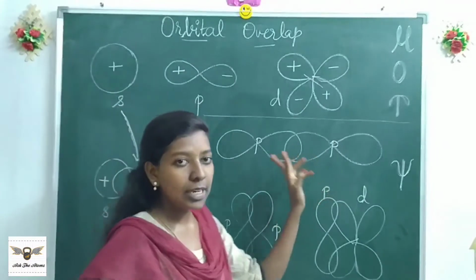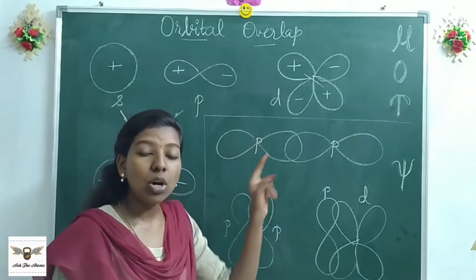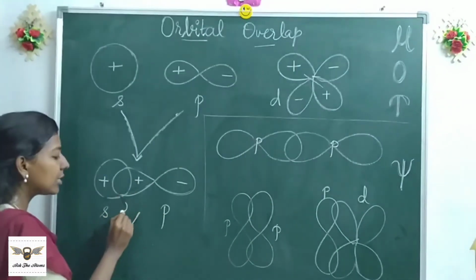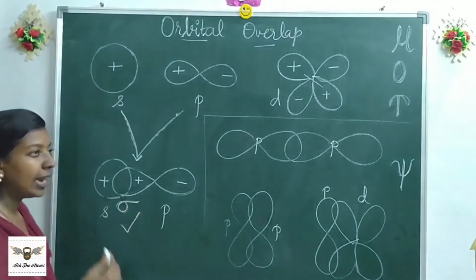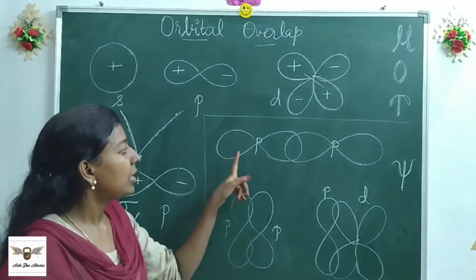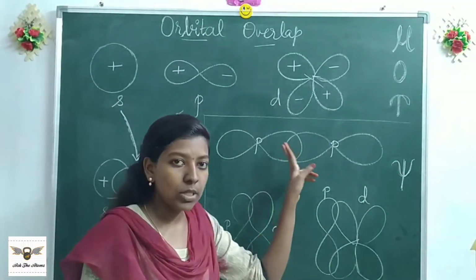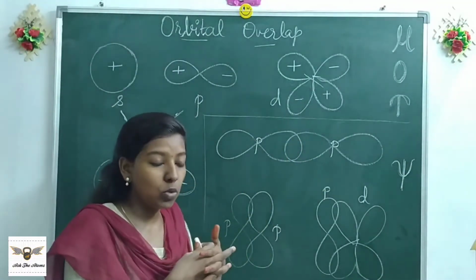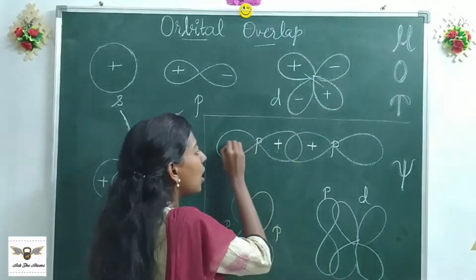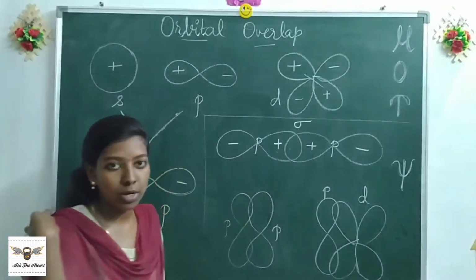Now coming to p and p. I can have them head-head. This is called head-head. And I forgot to mention one thing. When I have head and head overlapping, I call the bond formed here a sigma bond. Head and head overlapping, I get a sigma bond only. Then I see p and p overlapping, and again here it's going to be head. The heads of both the lobes are going to superimpose on each other, provided the signs of the overlapping lobes are the same. So here I get head and head. This is also going to be a sigma bond, right?